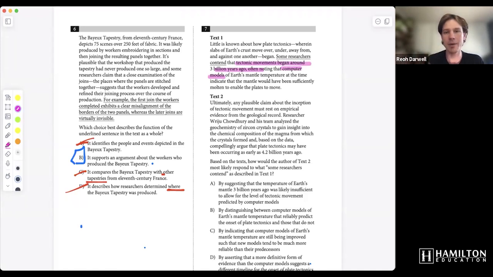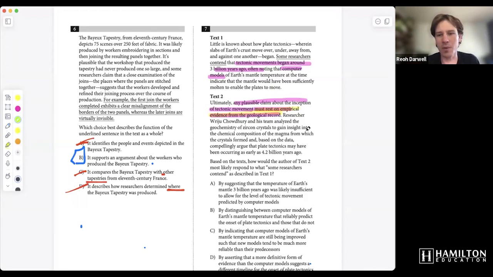So what could text 2 say about this? Well, text 2 does say something about this, right? What do they say? Any plausible claim about the inception, the beginning of tectonic movement, must rest on empirical evidence from the geological record. Okay, I'm going to double highlight this. Must rest on empirical evidence from the geological record. Now, what does that mean? Must rest on empirical evidence. That means physical evidence from the geological record.